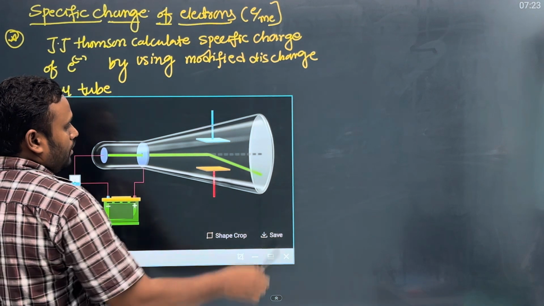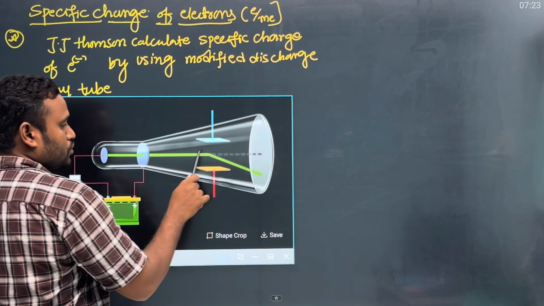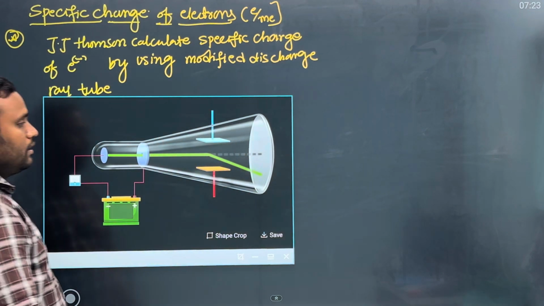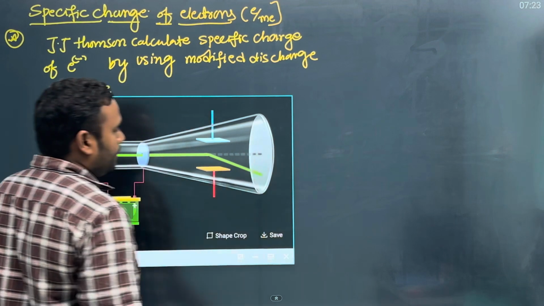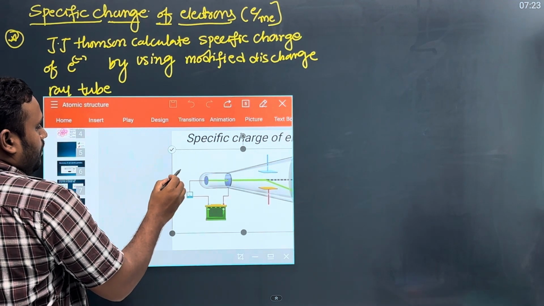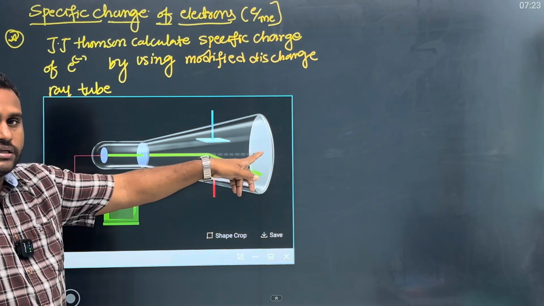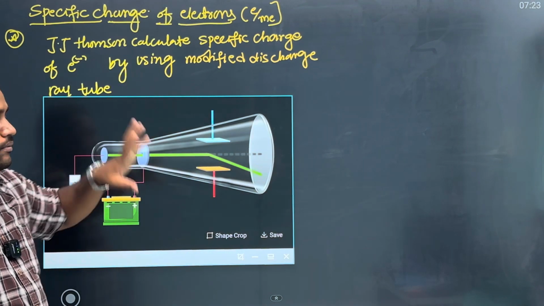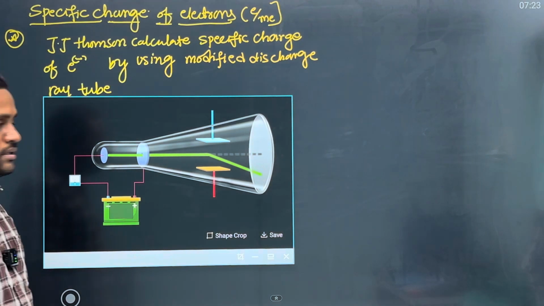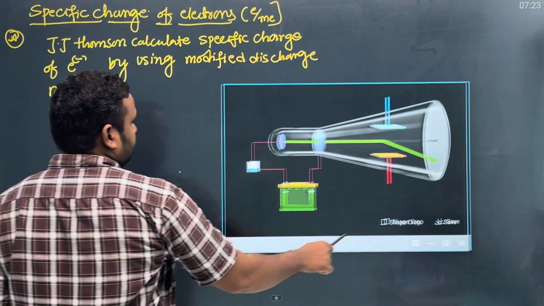Without any external electric field and magnetic field, the cathode rays travel in a straight line and hit the zinc sulfide screen here. Consider this the point A. Then he applied the electric field. When he applies the electric field, they are not traveling in a straight line, they are traveling in a curved path. And when he applies the magnetic field also, they travel in a curved path.